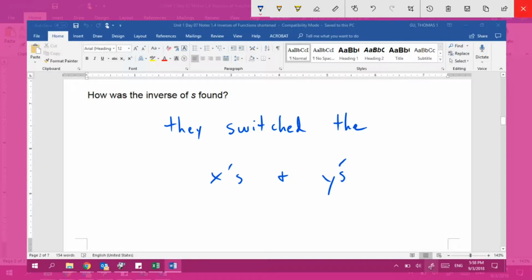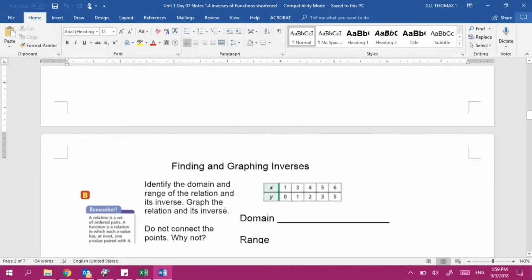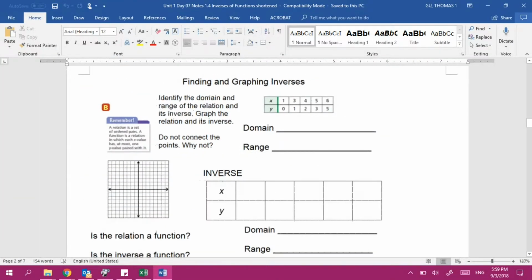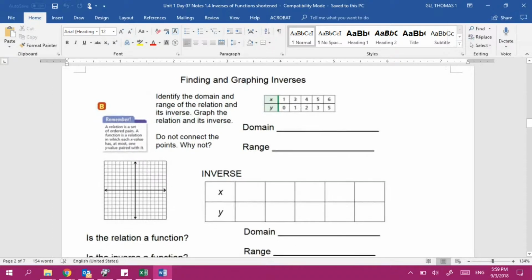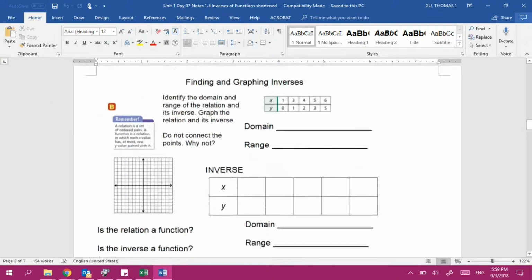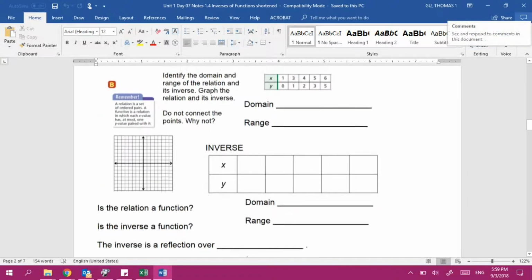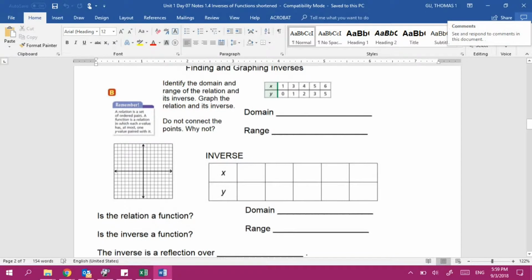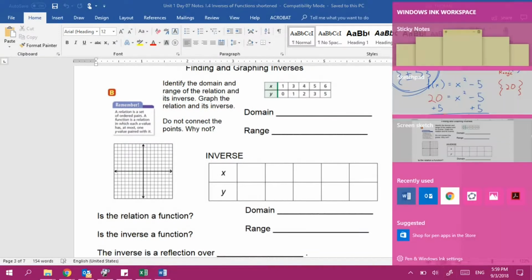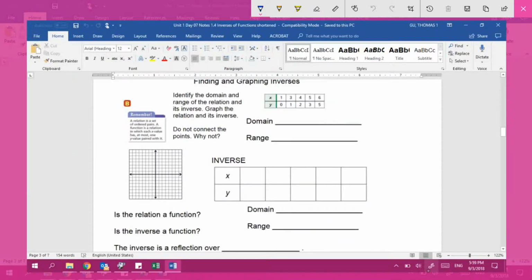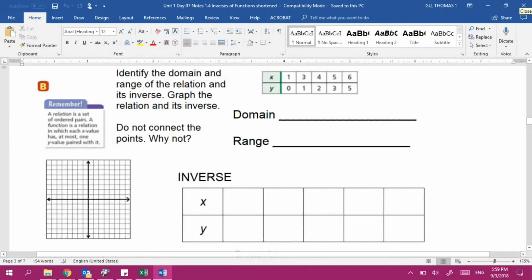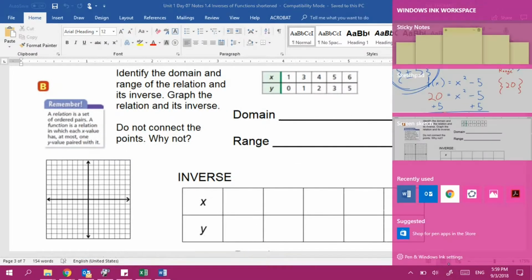So let's move down into some examples then. Finding and graphing inverses. So I'm going to make sure to show this whole page at once. Okay, so finding and graphing inverses. Identify the domain and the range of the relation and its inverse. Graph the relation and its inverse. You know, we're going to have to zoom in on this one. Boom, here we go.